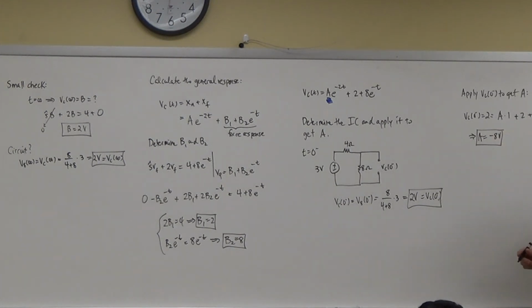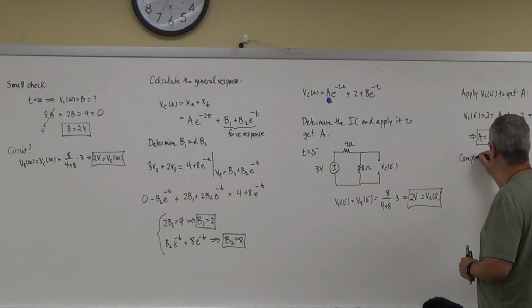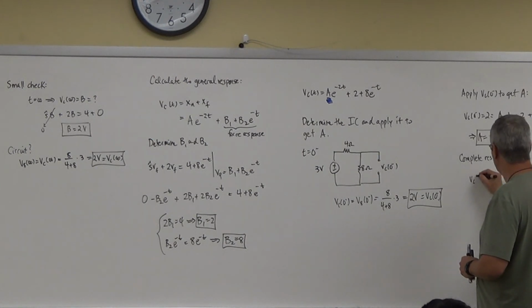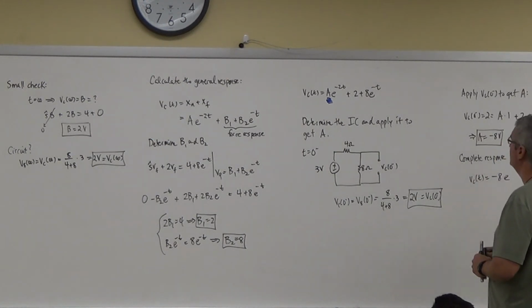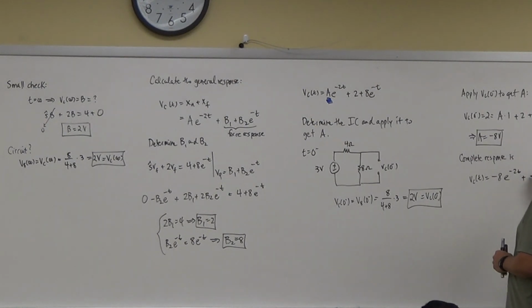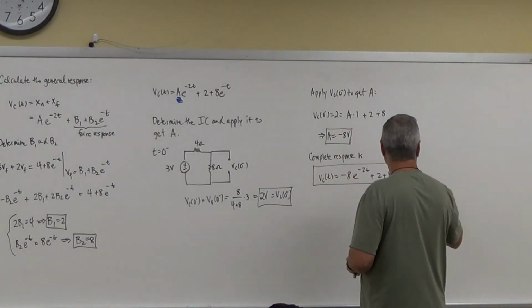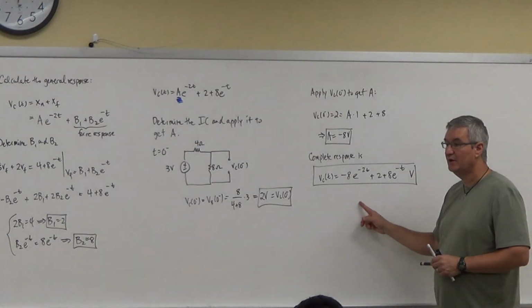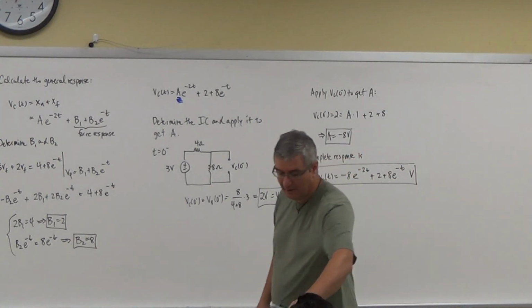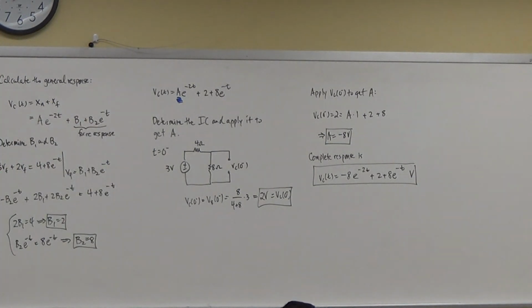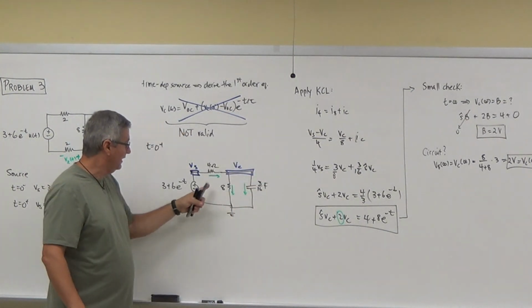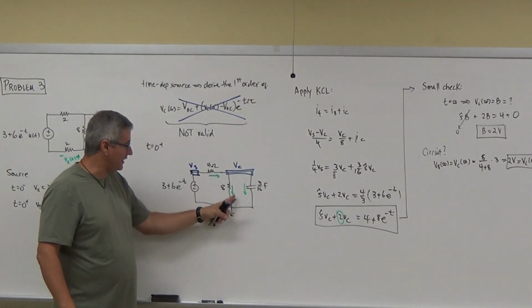So now I have my complete response. The complete response to that source is Vc of t equals minus 8 e to the minus 2t plus 2 plus 8 e to the minus t volts. So now I have the complete response, and I'm going to use this to calculate the voltage here. Now, I kind of hinted that it had to be that solution right there. It had to be that equation. So when we come back, to get this current, I need that current and that current.